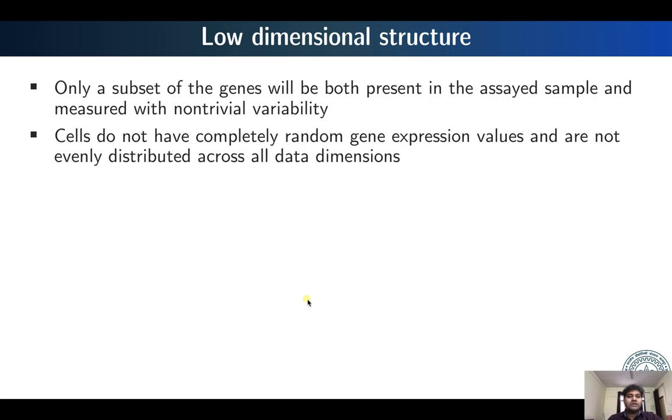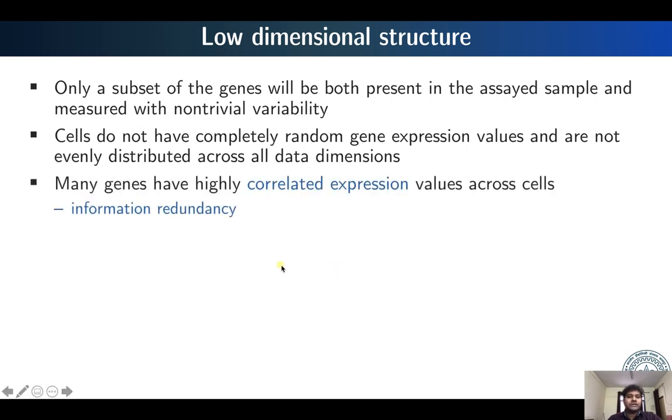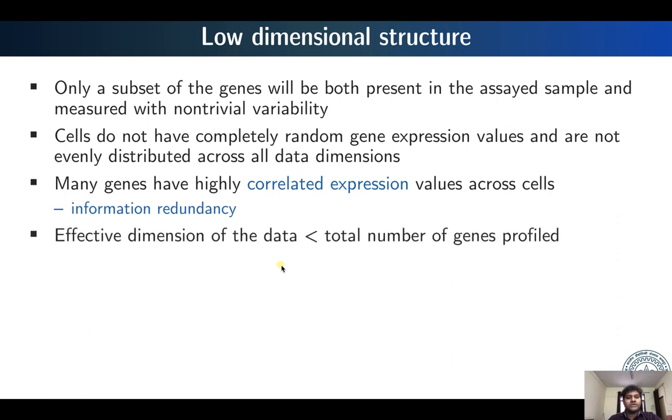And on the other hand, cells actually do not have completely random gene expression values. In fact, these gene expression values are not evenly distributed across all the dimensions of the data. So maybe some dimensions are actually more important as compared to others. So in fact, we can see that many genes have very highly correlated expression values across cells. This is one type of structure that we also talked about when we discussed the imputation method. So essentially, there is information redundancy in the dataset where multiple genes have collinear expressions. So essentially, the effective dimension of the data is much smaller than the total number of genes profiled.